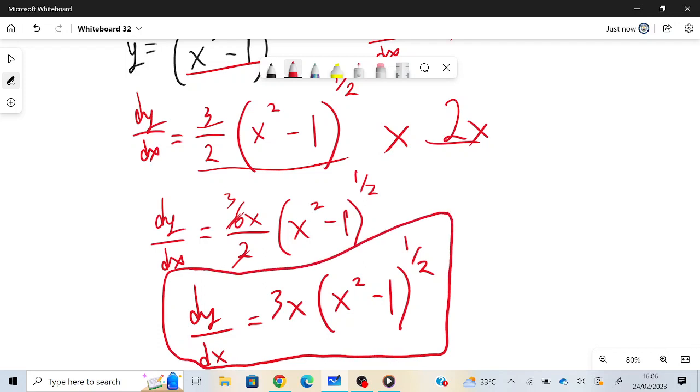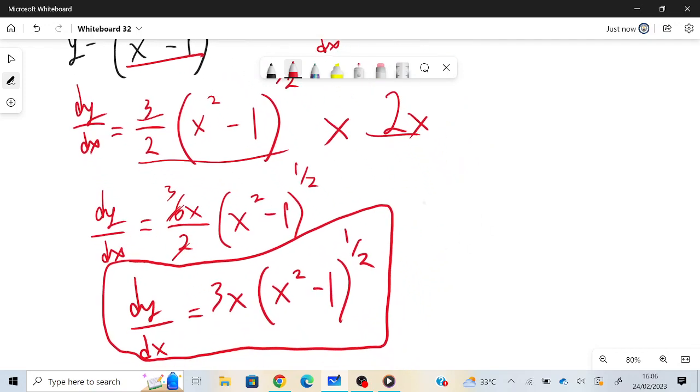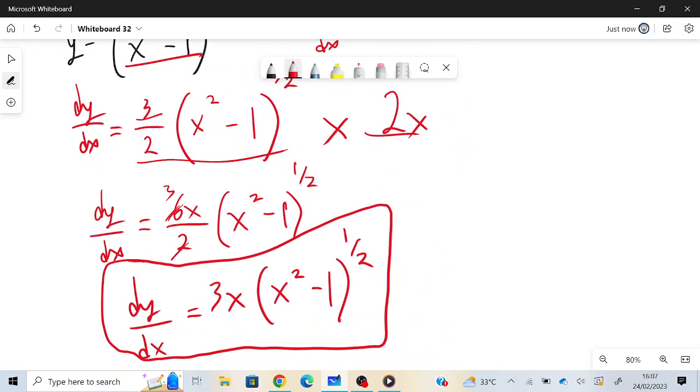Quite simple, nothing much doing. Just make sure your basics of differentiation are correct, and also your manipulation of the original equation is spot on as well.